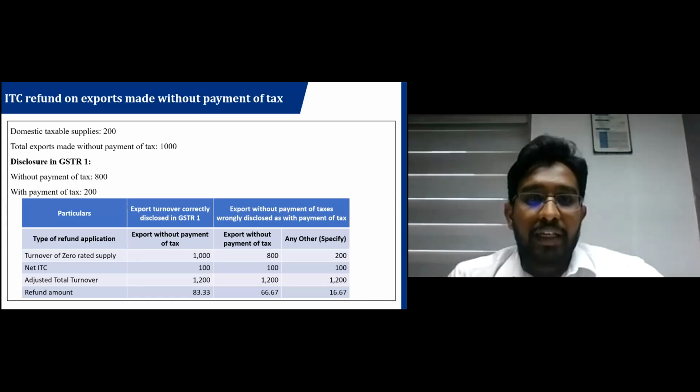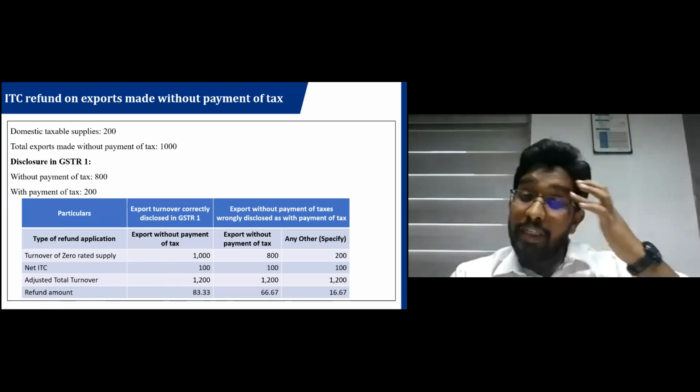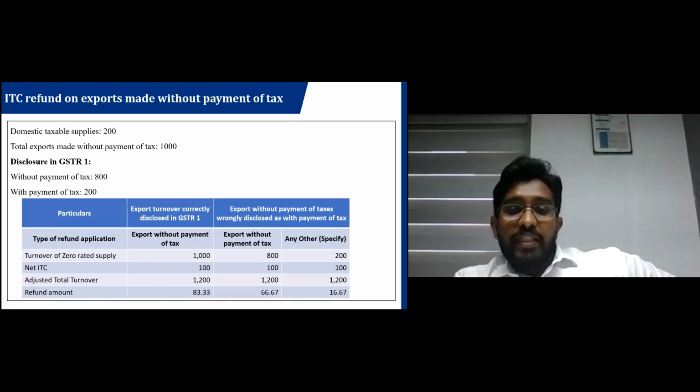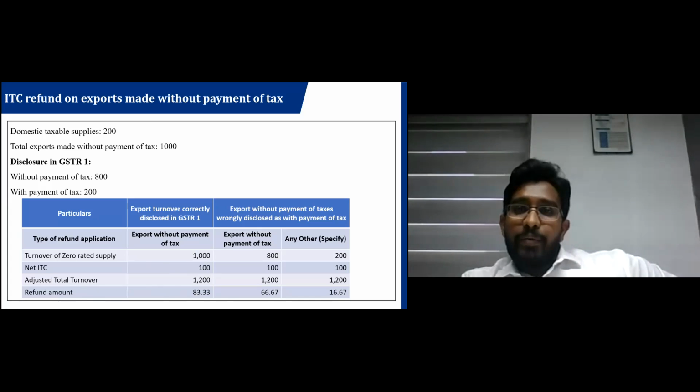I just tabulated the figures. For example, export turnover is 1000 rupees. Net ITC for that month is 100 rupees. Adjusted total turnover is 1200, which means 200 of domestic taxable supplies is there. Total 1200 rupees. So the refund amount is 83.33%. That means for the export turnover of 1000 rupees, I can get a refund of 83.33 rupees if I wouldn't have committed any mistake while filing GSTR 1. But unfortunately, I made a mistake.